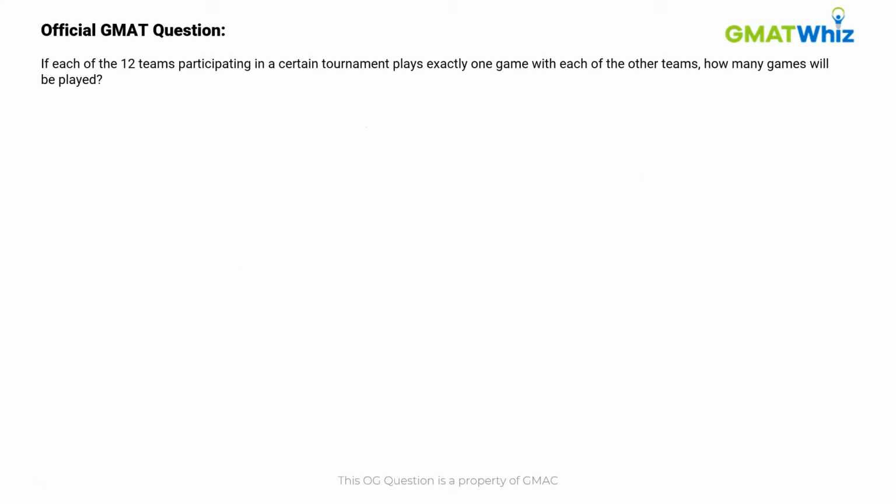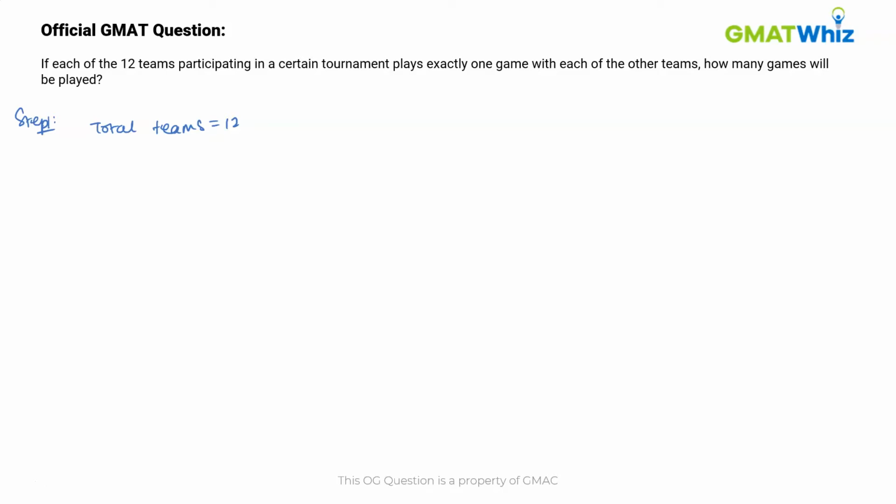In this question we are given that there are 12 teams participating in a tournament. So let's write down the information first. The total teams is equal to 12 and each of the team plays exactly one game with each of the other teams. That means one team can play with 11 other teams. How many games will be played?